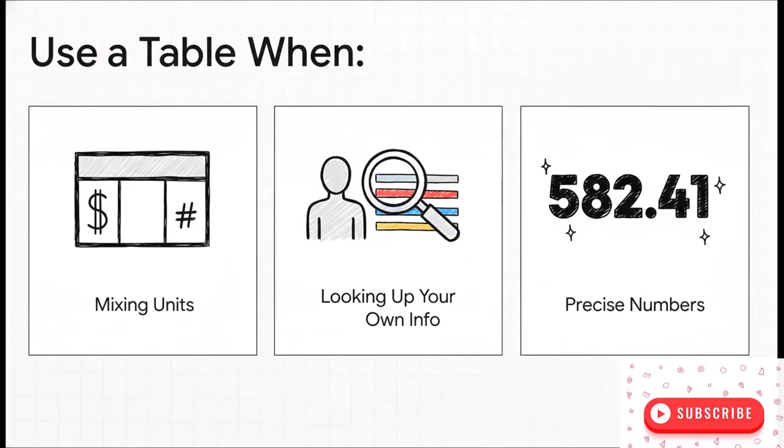A table is your best bet when 1, you're mixing different units, like sales in dollars alongside quantity in units sold. 2, when your audience needs to be able to look up their own specific row of information. And 3, when the exact numbers, down to the last decimal point, are more important than seeing the overall visual trend.